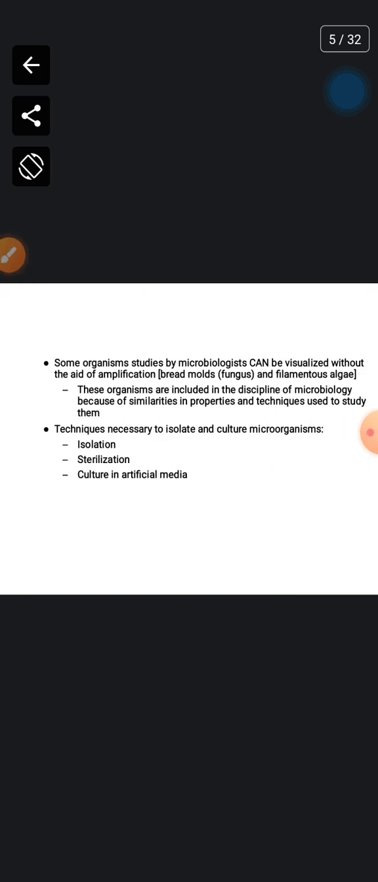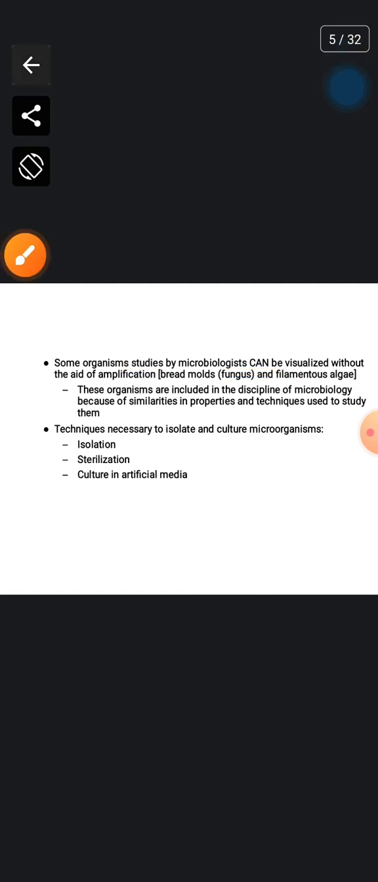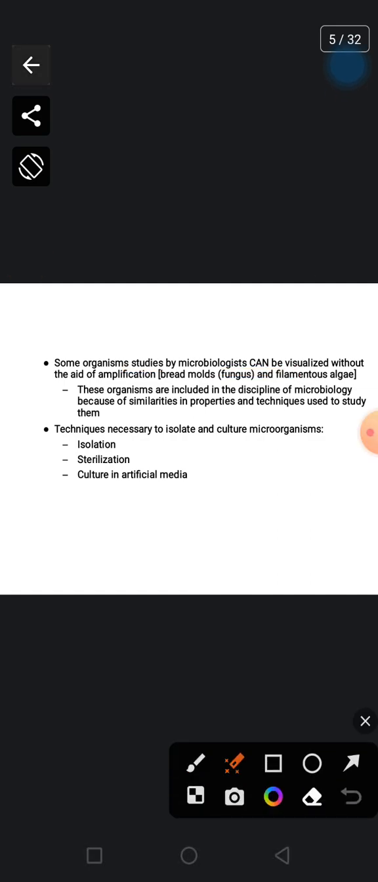Now let's see what the techniques are for the separation and isolation of microorganisms. Some microorganisms studied by microbiologists can be visualized without the aid of magnification or a microscope. Some biologists suggest that some types of microorganisms can be seen with the naked eye, without the help of any microscope. Then we still consider them microorganisms.